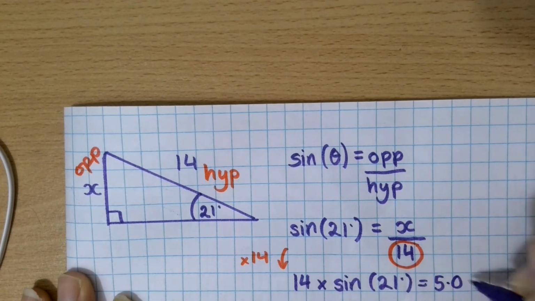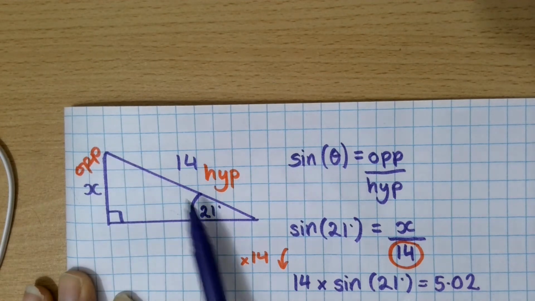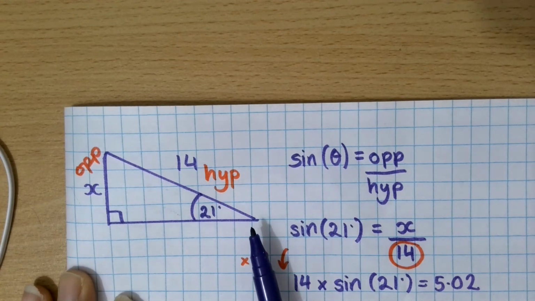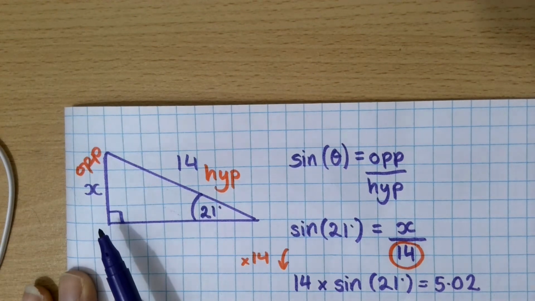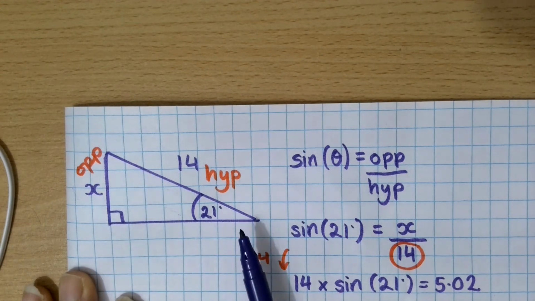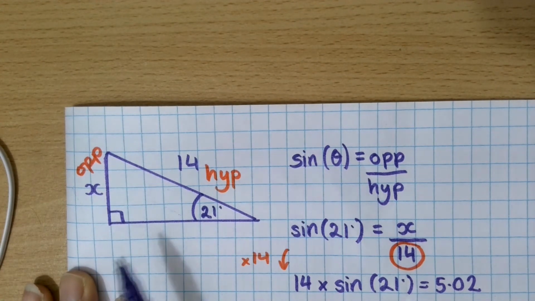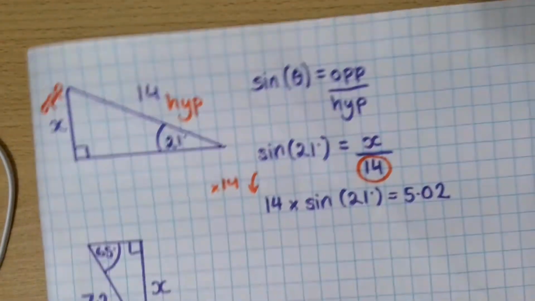5.02. Now let's just check that that's sensible for this triangle. If this side is 14 and that's the hypotenuse, that's the longest side, does it make sense that this side would be 5 centimetres or 5 metres or whatever? Yes, it does. It's sensible. If it was longer than 14, we'd know we've made a mistake. 14 is a hypotenuse after all. But that's a sensible answer for this triangle. So that's the last thing we do. We check it's sensible. Let's have a look at another example.